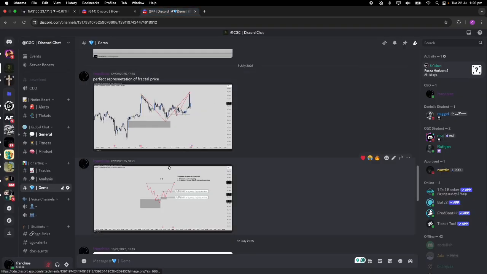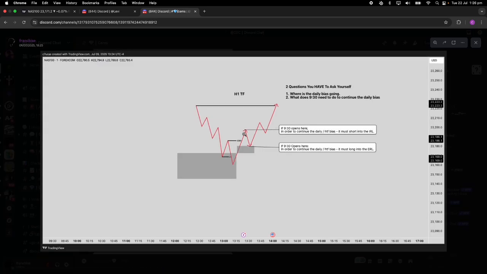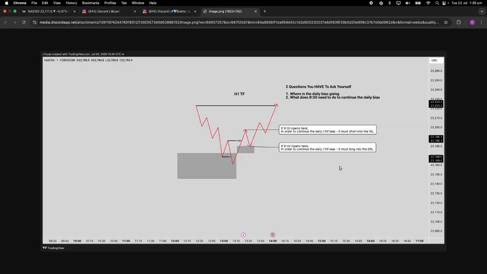So I'm going to show you one more time this image. I'm not going to speak, just look. If you genuinely think about this image and the fractal nature of this image, it's all you need. Simplifies everything.